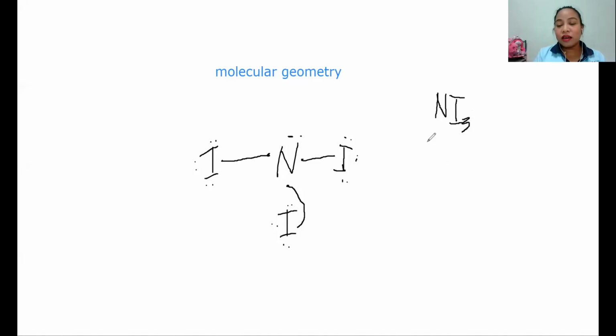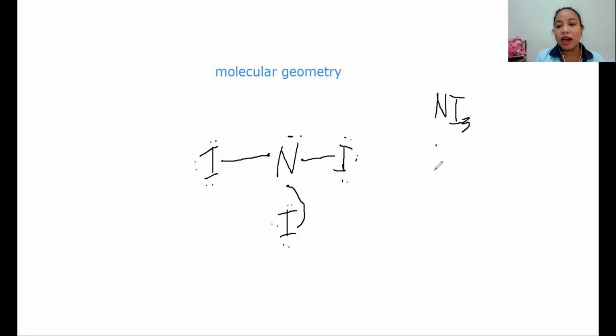So the formula is NI3. So we call it mononitrogen triiodine. Even though nitrogen has a higher electronegativity value, since iodine is not the central atom, we have NI3 instead of I3N.